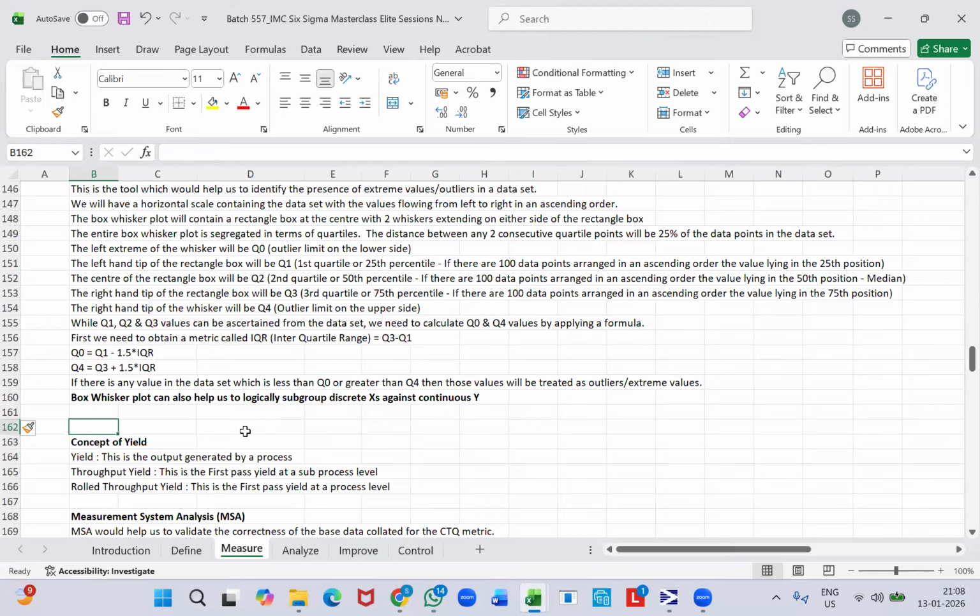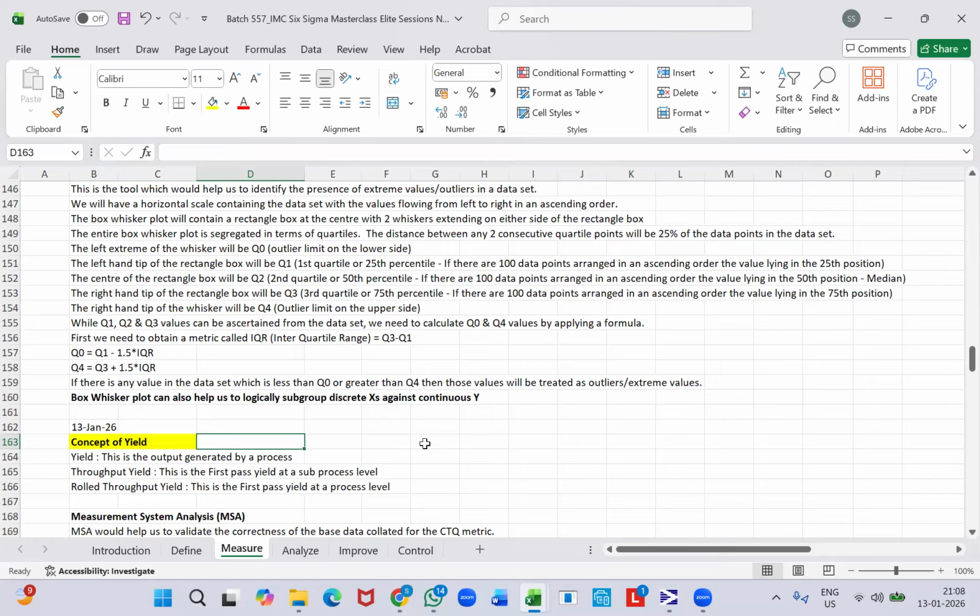Next, we are going to look at the concept of yield. This is a very small section. So let me put today's date, which is 13th of Jan 2026. Right. So, concept of yield. We'll be asked to solve what is called rolled throughput yield. So we need to be aware of this metric. We'll be asked to solve rolled throughput yield for a given process.